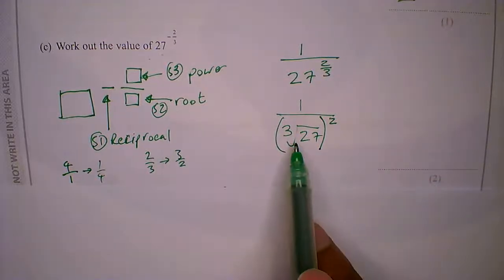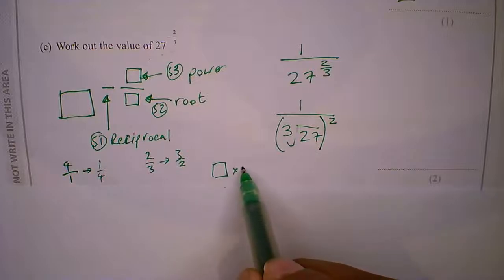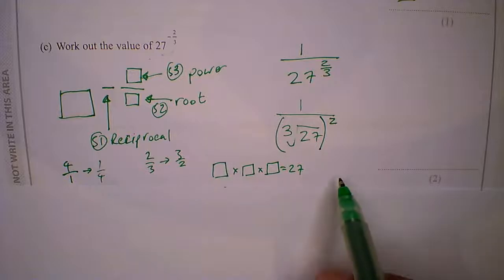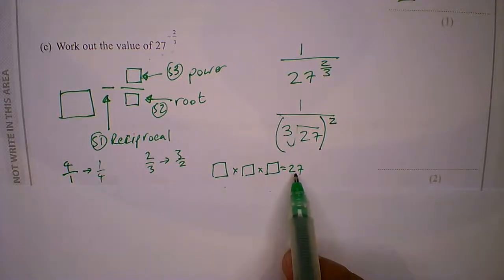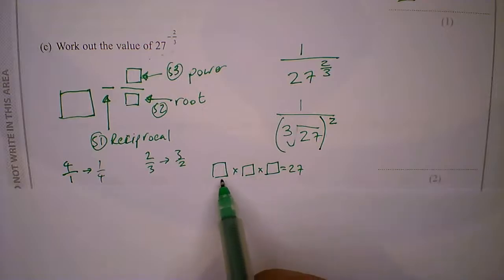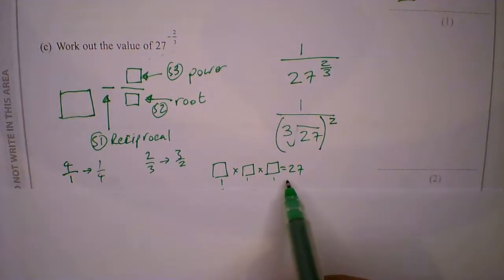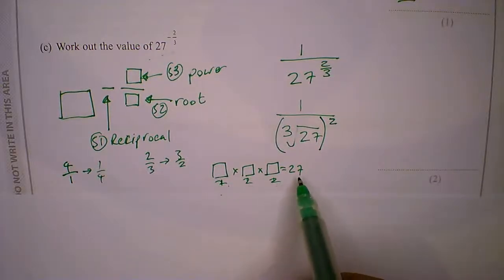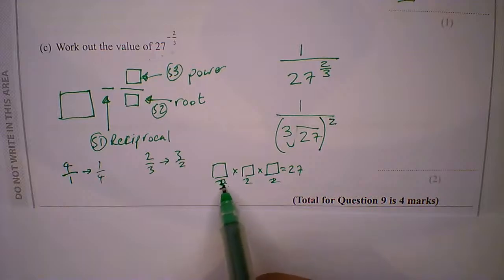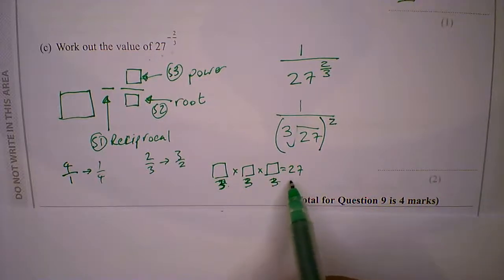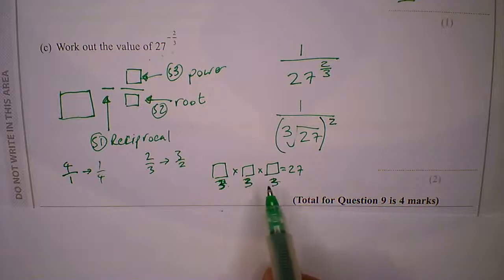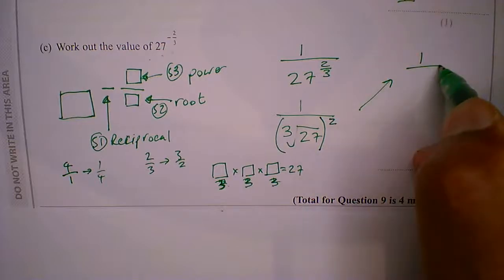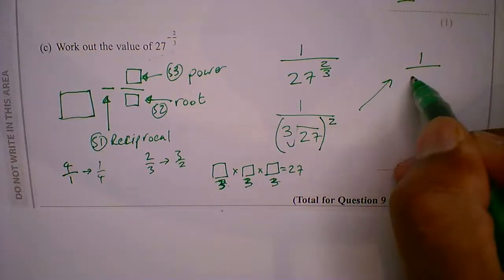So if I work on the root, what number times by itself 3 times gives me 27? Okay, 1 times 1 times 1 is not 27. 2 times 2 times 2 is not 27. 2 times 2 is 4 times 2 is 8. That's not 27. So if I do 3 times 3 times 3, that is 27. 3 times 3 is 9. 9 times 3 is 27. So I'm going to go here: 1 over the cube root of 27, which is 3.